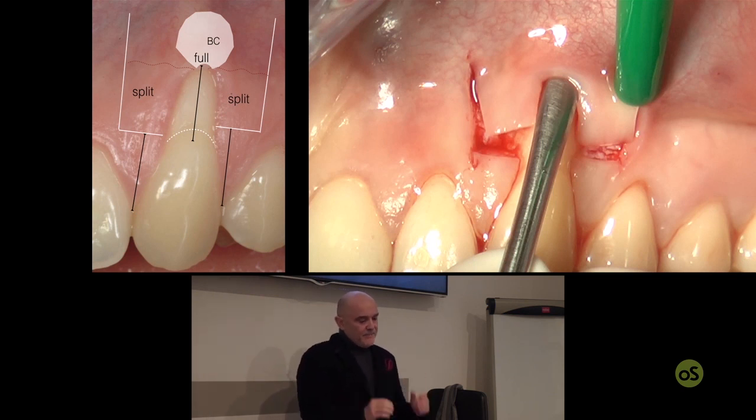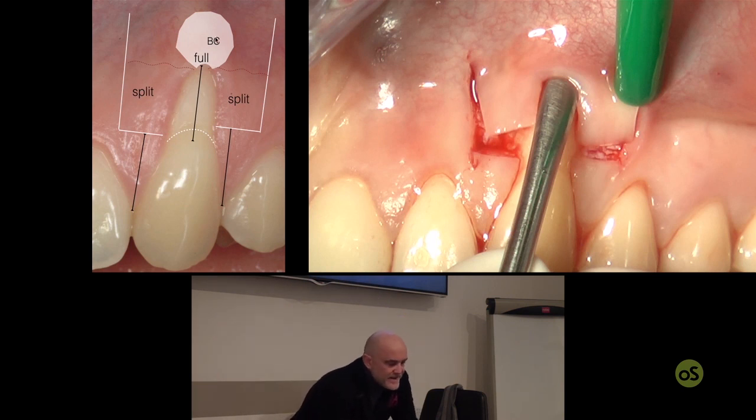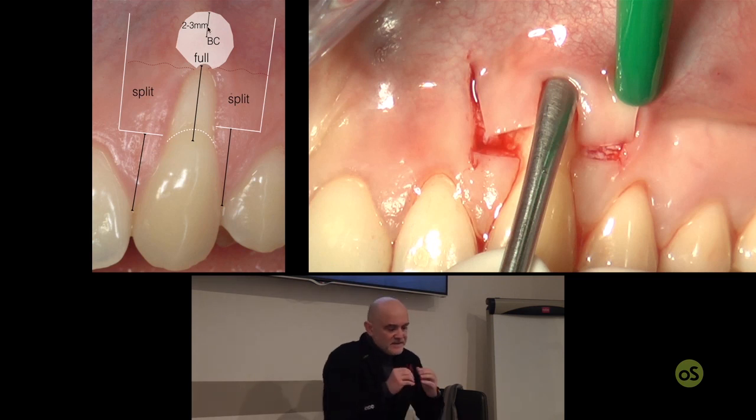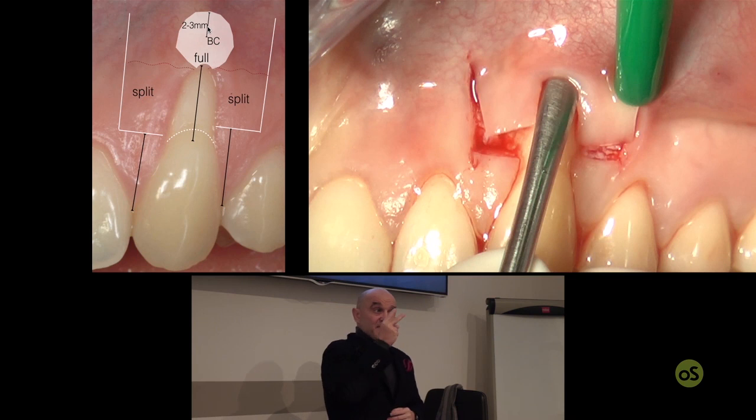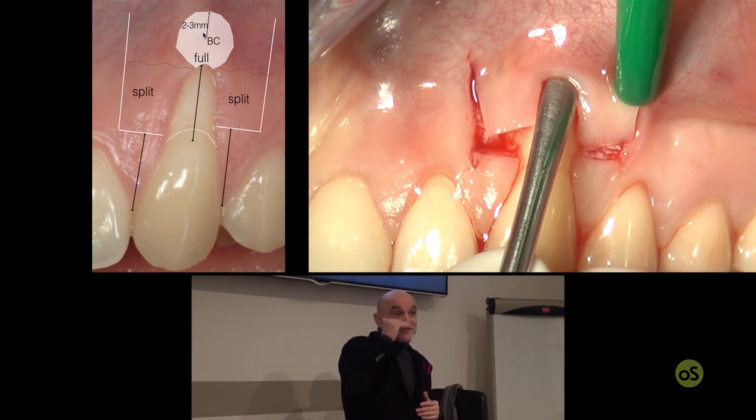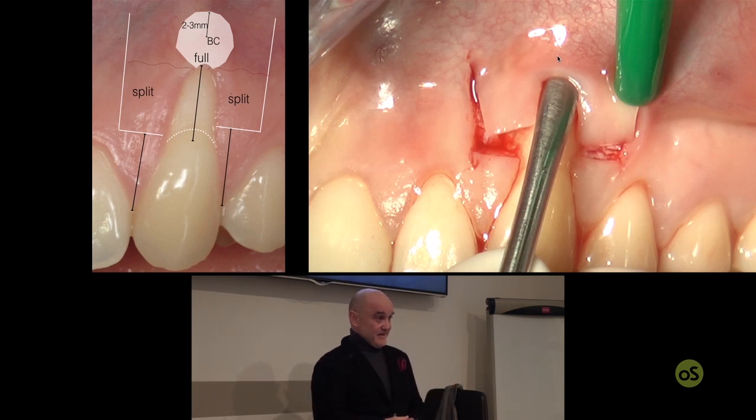And once the buccal bone crest is reached, I go more apical for a couple of millimeters, 2-3 millimeters more apical, in order to expose some of the bone full thickness, where the buccal bone starts. And this is done for two reasons. First of all, because if you try to overcome the buccal bone crest with the blade, you risk thinning too much this tissue here that is already extremely thin.